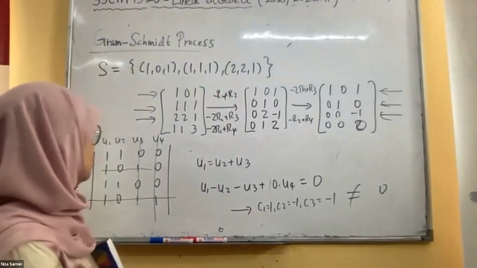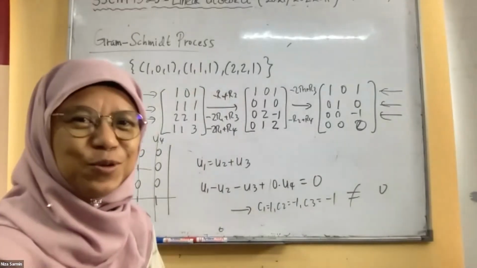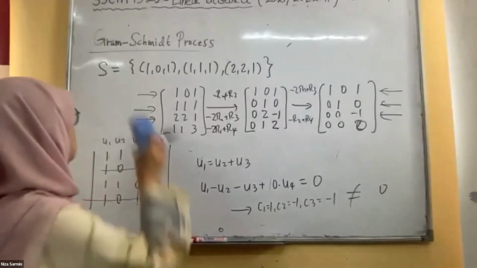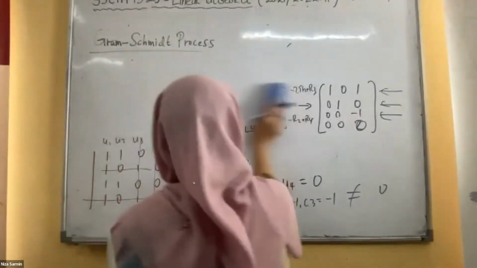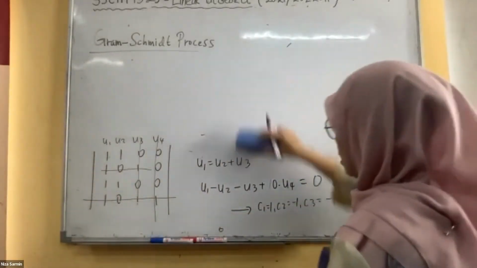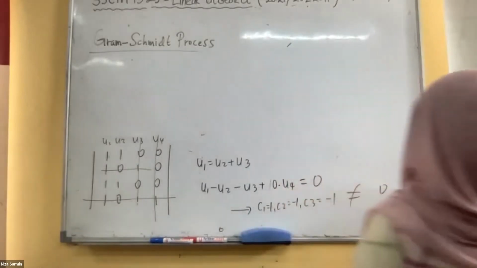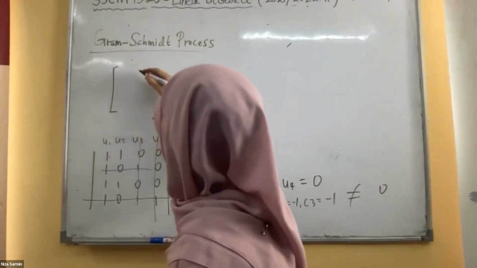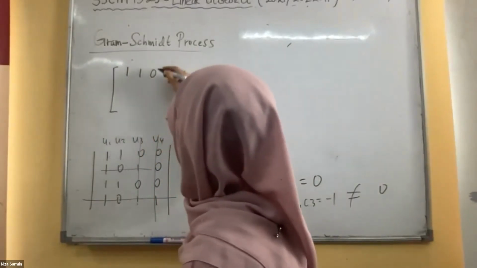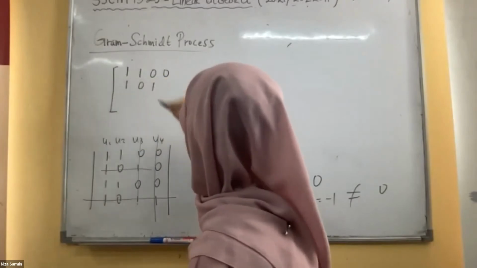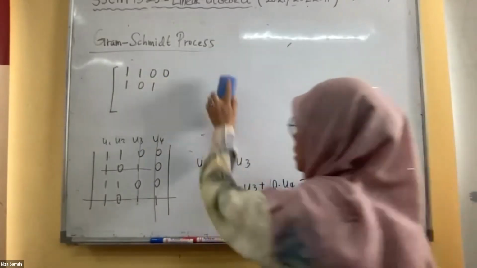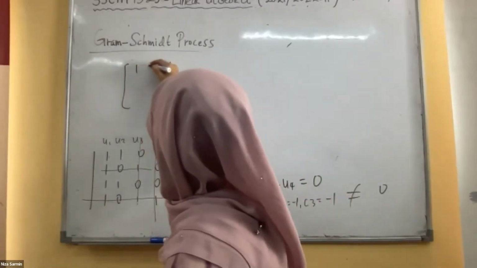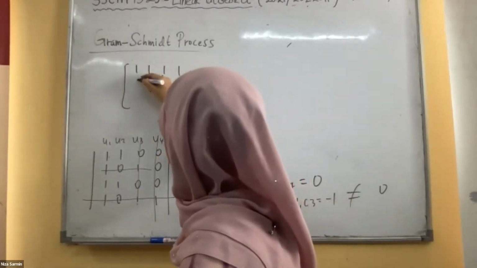Okay. So what can we do? Dah lain pula soalannya. So I will try to get rid of this. So if you do this, 1, 1, 0, 0, 1, 0. Okay, just now I write as column, yeah? I take the original one as row.